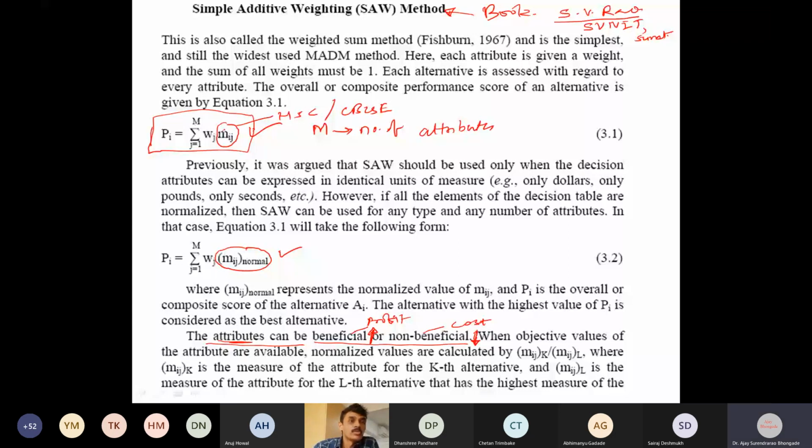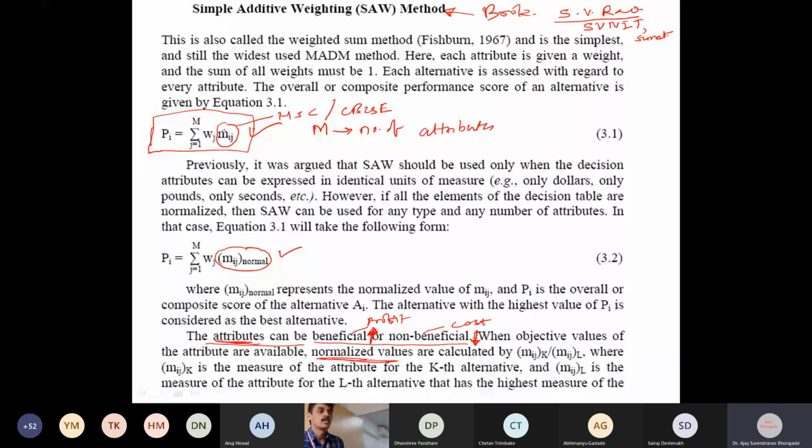So we calculate all those values, and how to do that normalization procedure, we will try to understand from the given data. So this is the simple additive method, SAW.